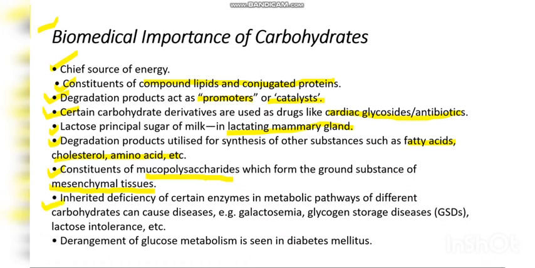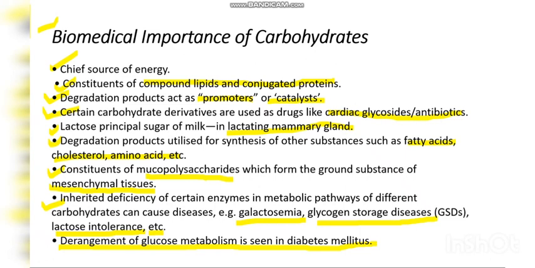Inherited deficiency of certain enzymes in the metabolic pathway of different carbohydrates can cause diseases such as galactosemia, glycogen storage diseases (GSDs), lactose intolerance, etc. Derangement of glucose metabolism is seen in diabetes mellitus.